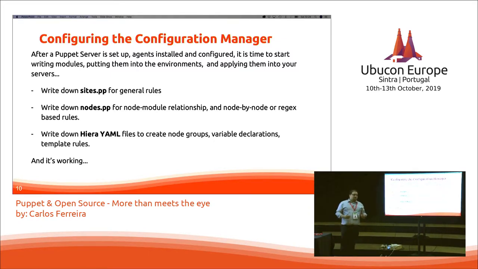And then, but there's still something missing, because you need to create group relationships. You need to create specific variables for specific nodes of specific groups. And then you use Hiera YAML files to create node groups, variable declarations, template rules. And it's called Hiera not because of the sound relationship with hyena, but because it's actually a hierarchic relationship manager. But it's only YAML files. Hiera is part of the Puppet server itself. It's an interpreter made out of Ruby. And it's working. Everything's working. Great. Congratulations, you made it.